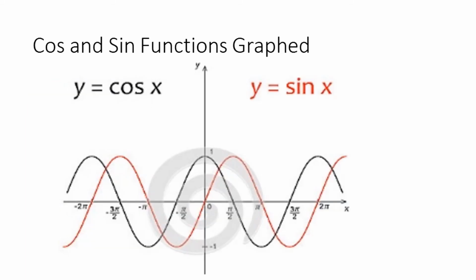So the function cosine x follows exactly the same pattern. It's got the same range. It goes from 1 to minus 1. It's just shifted a little bit along, but it's got exactly the same period. So it takes the same amount of time for the pattern to repeat. So from 0 to 2 pi is its period. So the period of cosine x is 2 pi. The period of y is equal to sine x is 2 pi.